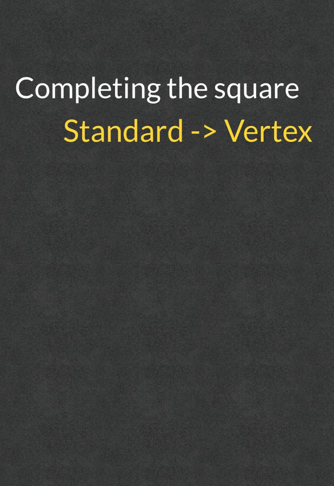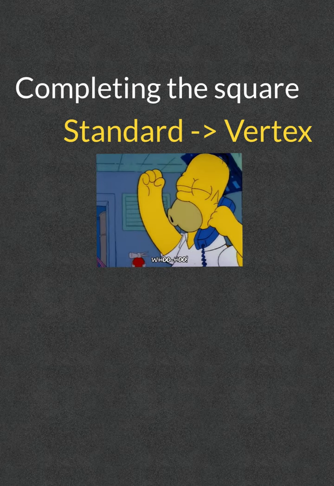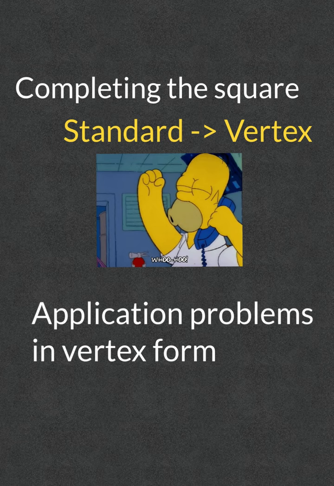So today we're going to be looking at completing the square, which is the way to get from standard form to vertex form. I'm also going to be showing you a bit of a shortcut, and then we will work on some application problems in vertex form.